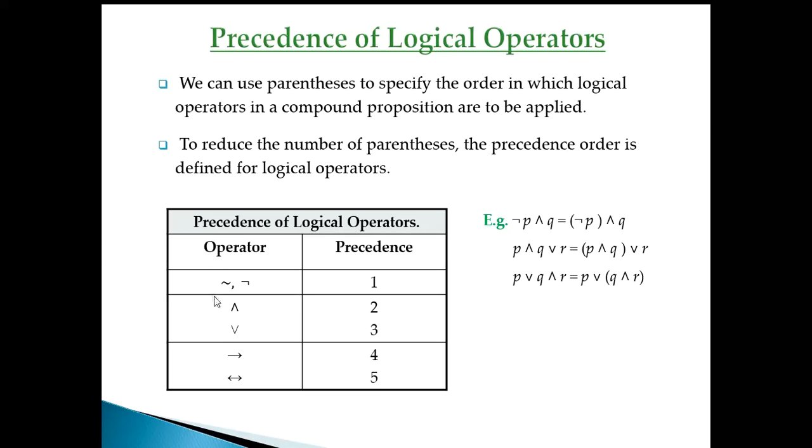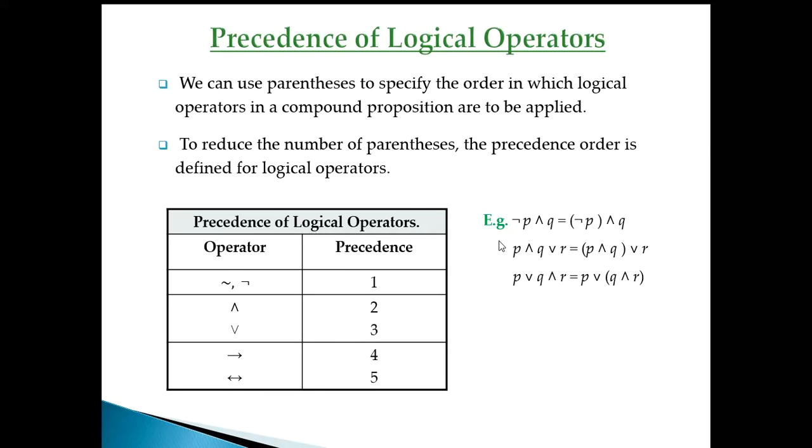We studied the operators, the connectives: negation, conjunction, disjunction, implication, and the biconditional, right? So what is the precedence of these? First, we have to solve the negation. So the first is negation, then we use the conjunction, after that the disjunction, after that the conditional, and after that the biconditional. So this is the precedence of the logical operators.